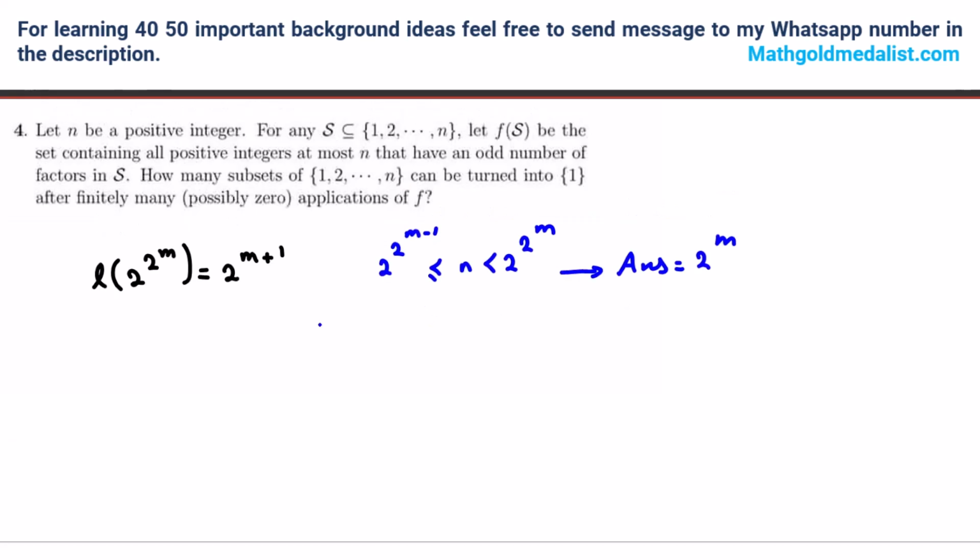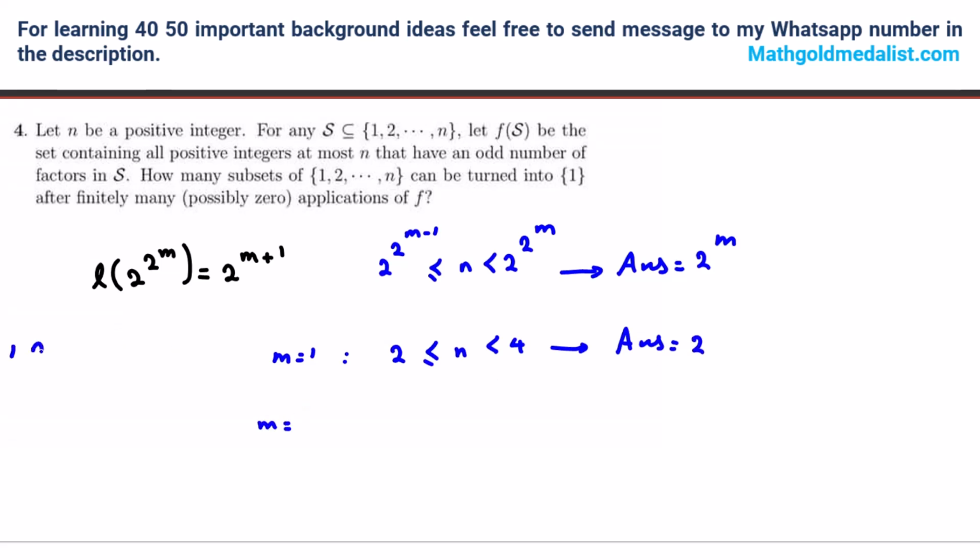And so let's check only for the small examples. So, for example, if m is 1, it will be what? If m is 1, it would be 1 and 4, between 2 and 4. Yes, answer is what? Answer is 2. Yes, and it's correct.